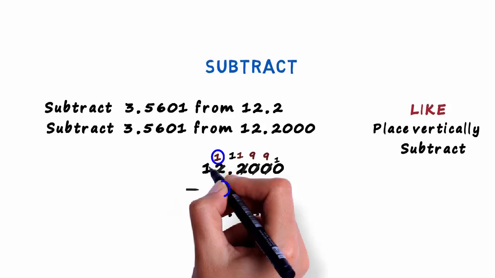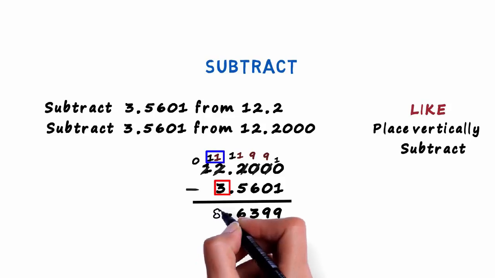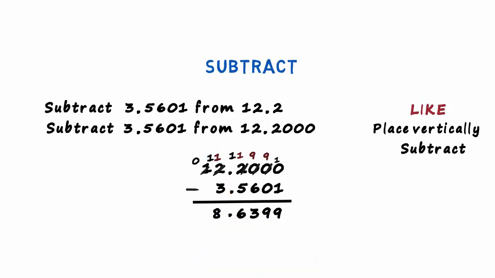As 1 is less than 3, we borrow from the tens place. We make this 0 and get a 1 here. 11 minus 3 is 8. We get our answer as 8.6399.